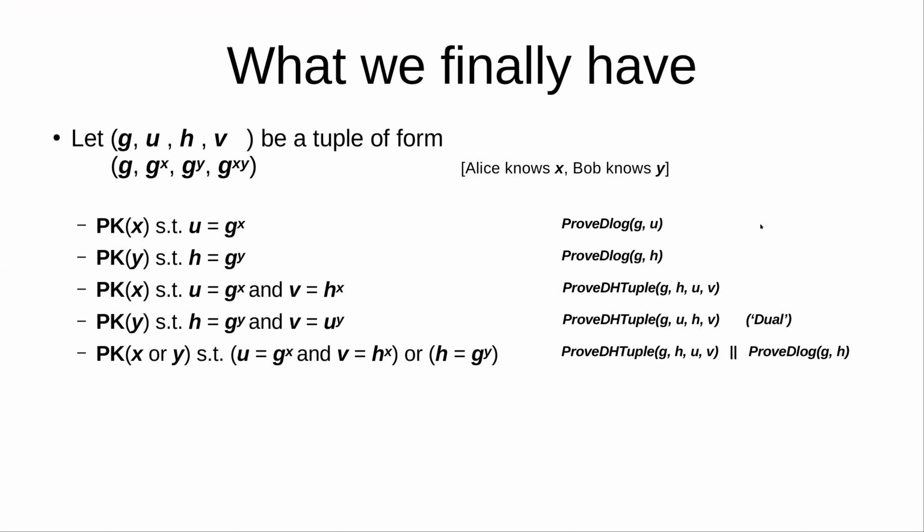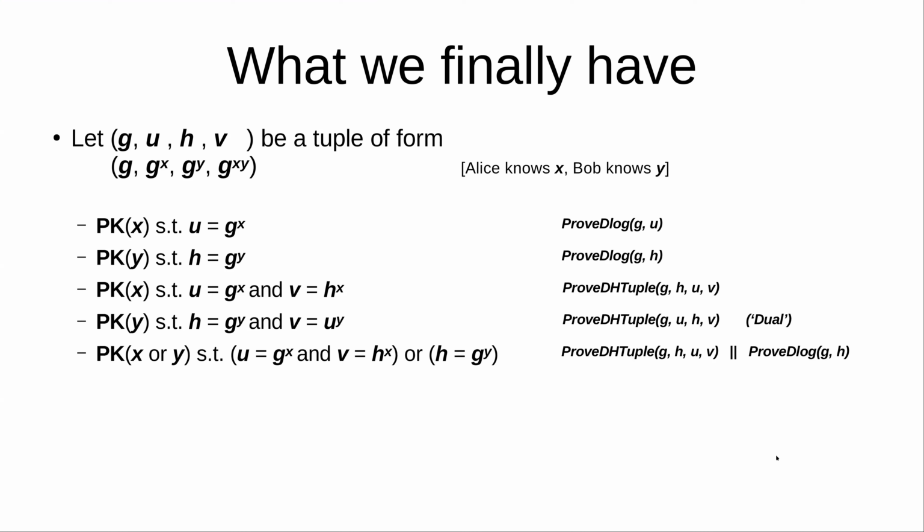So finally, we can combine this here and this: proof D log GH and proof D log GHU. And then using the OR construction that I mentioned, it's basically a proof of knowledge of X or Y such that either this is true or this is true. And we can write it like this. In the smart contracts, for example, we'll write it like this. And mathematically, we'll denote it like this.